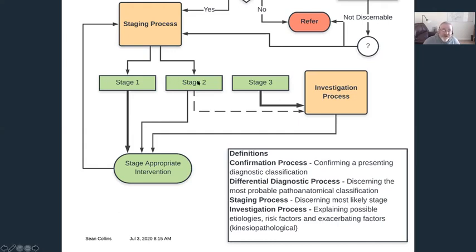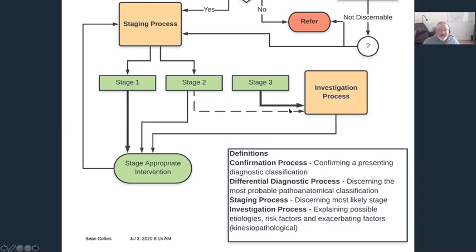If someone is in stage 2, you could consider, and if they're in stage 3, you will, go into what's called the investigation process. The investigation process is where you're explaining possible etiologies, risk factors, exacerbating factors. It's really more of the kinesiopathological process. So this needs some work, because I think stage 1 needs a bit of this as well, because part of protection would be removing any exacerbating factors and risk factors. So yeah, this definitely needs a little bit of work.